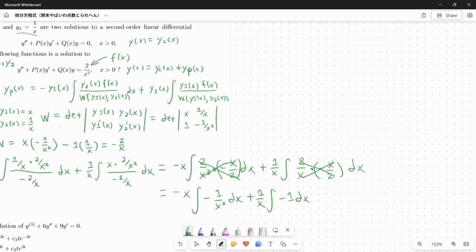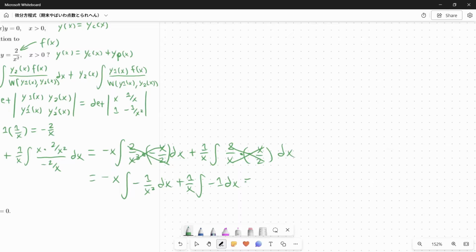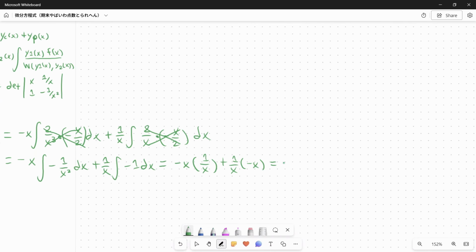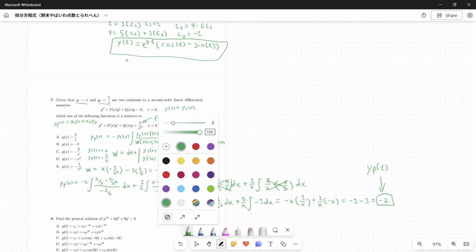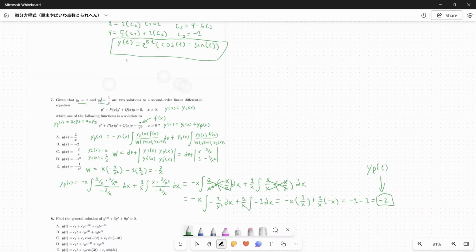So yeah, these are really simple integrals, and so this is ultimately going to evaluate to negative x times 1 over x plus 1 over x times negative x. And then when this simplifies, this is going to simplify to negative 1 minus 1, which just equals negative 2. So this is going to be our particular solution to the differential equation given to us here. And as a result, we can pick an answer. Since we know that the particular solution is equal to negative 2, the answer to this question is going to be B.